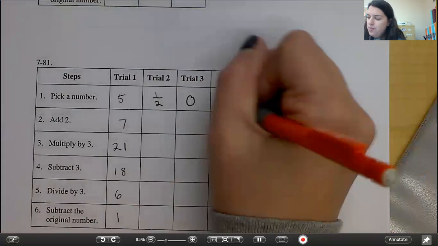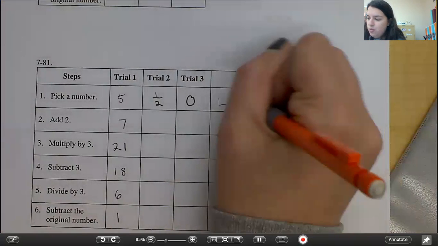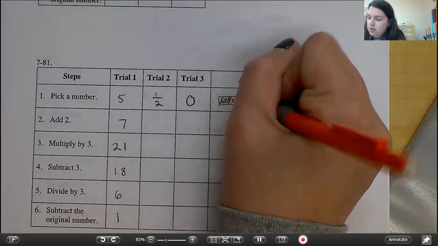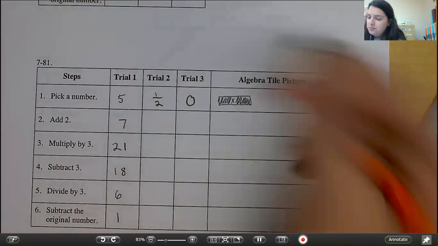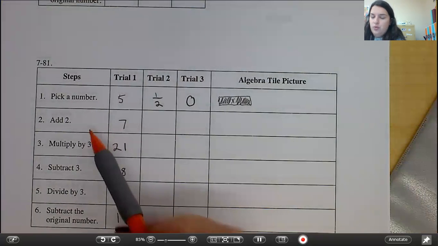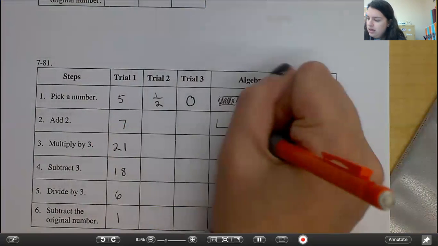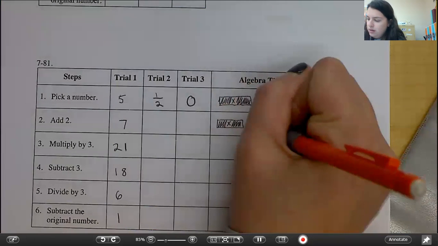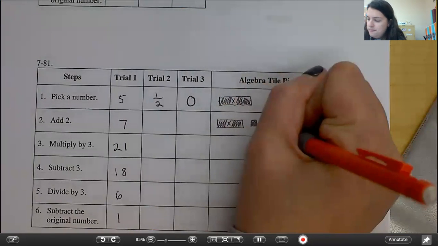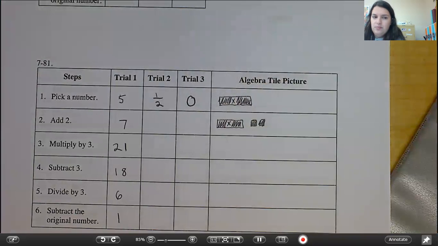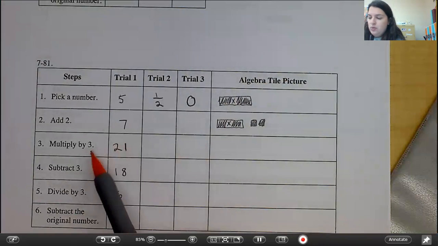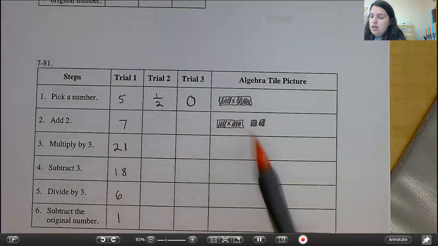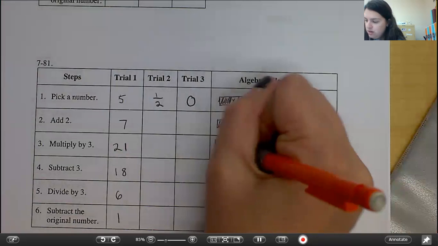Pick a number. Well, remember, we don't know what our number is, so we're just going to represent it with X. And it's positive, so it should be shaded in. Step 2, we need to add 2. So we have our X tile again, plus 2 unit tiles. Now in step 3, we need to multiply by 3. So this 1 row of X plus 2 now becomes 3 rows of X plus 2.